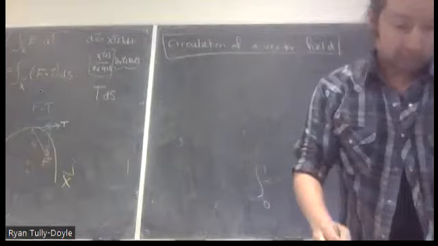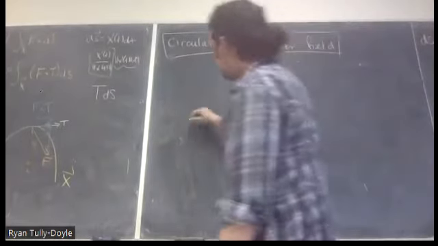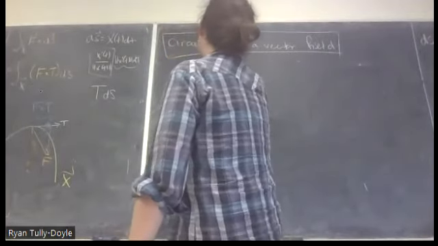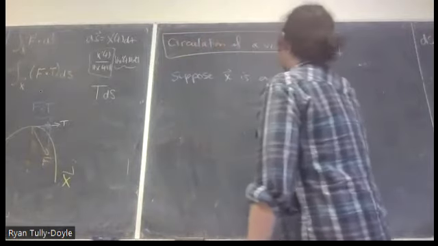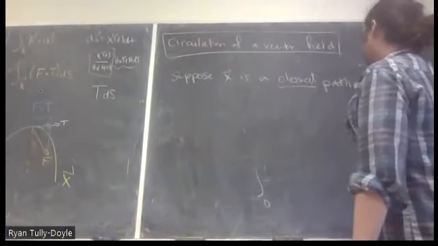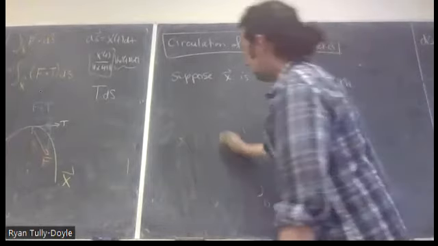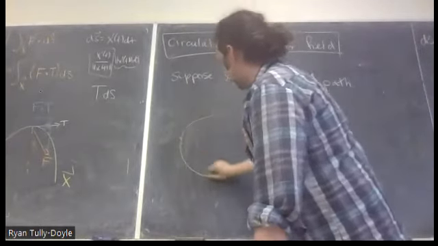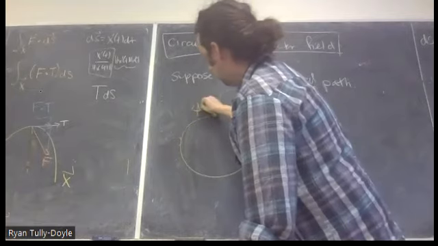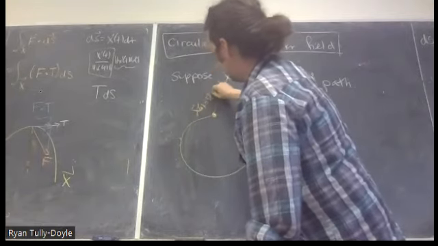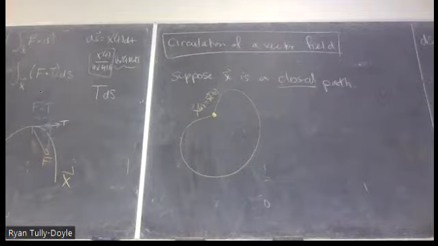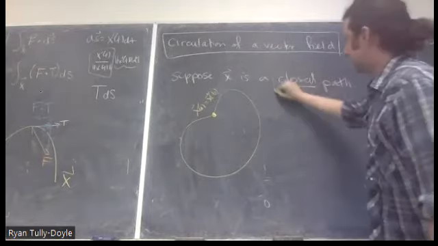Okay, so circulation is defined in the following way. Suppose that X is a closed curve, a closed path. So what I mean is, what if X goes back around on itself like this? So X of A is equal to X of B. So the path ends where it begins, closed path. That's what I mean.